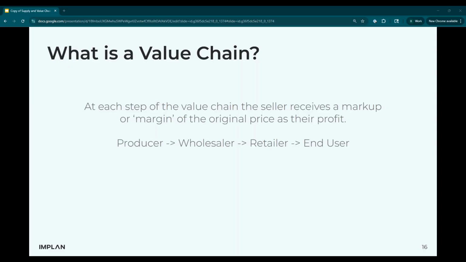So at each step of the value chain, the seller receives a markup or margin of the original price as their profit, right? So the producer produces a good, transports it to the wholesaler. They then transport it to a retailer, who then sells it and transports it to an end user. The sum of these margins is 1. That is, they are a percentage of the final price. So in this case, we're seeing three separate margins: producer margins, wholesaler margins, and retailer margins.